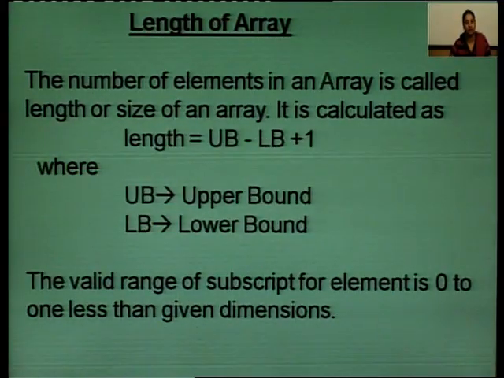Now the length of the array. The number of elements in an array is called the length or the size of the array. It is calculated by a simple formula: length equals ub minus lb plus 1, where ub means upper bound and lb means lower bound. The valid range for a subscript is 0 to 1 less than the given dimension. In the C language, the lower bound is always 0 and the upper bound is one less than the number of elements given during the declaration.